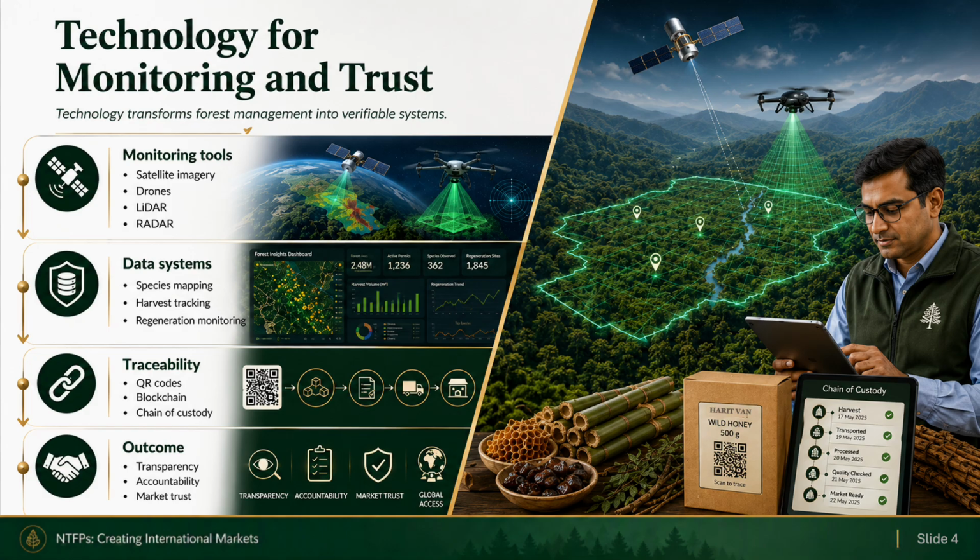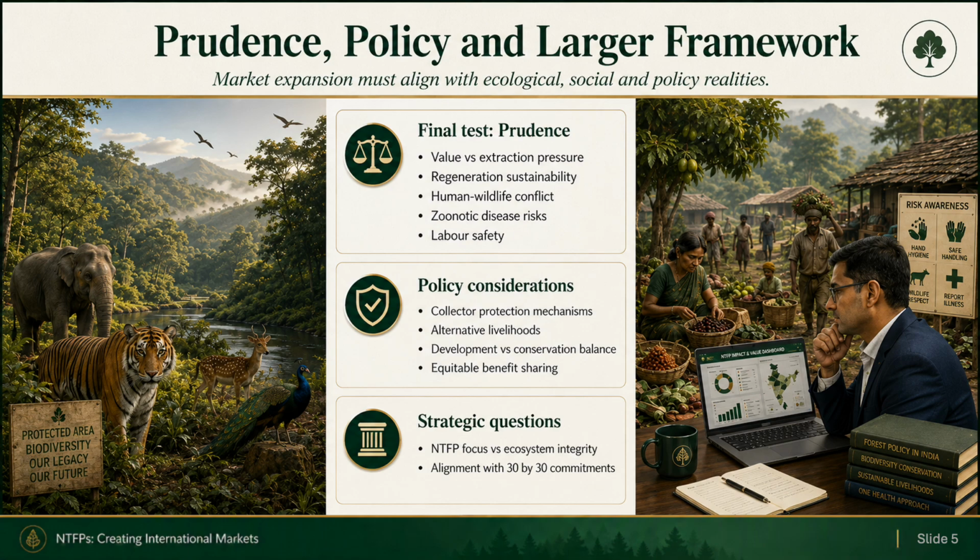Technology also enables traceability. QR codes can link products to their origin. Blockchain systems can ensure tamper-proof records. Chain of custody systems track movement across the supply chain. Together, these tools create transparency. And transparency builds trust. In international markets, trust is not optional. It is essential. The final dimension is prudence.